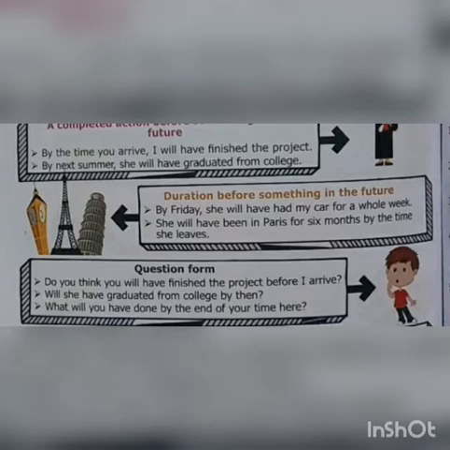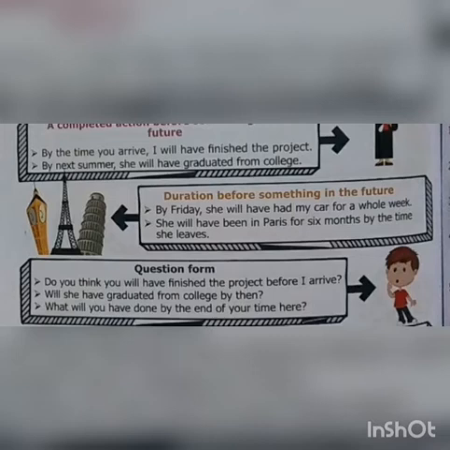The structure of this sentence is shall or will plus have plus past participle. Once again, shall or will plus have plus past participle. The completed action before something in the future: By the time you arrive, I will have finished the project. By next summer, she will have graduated from college.